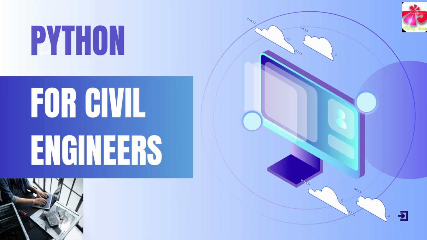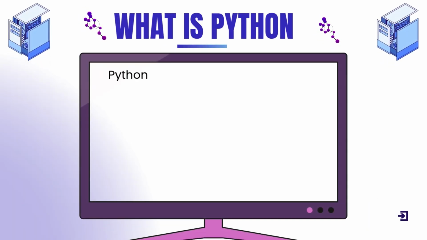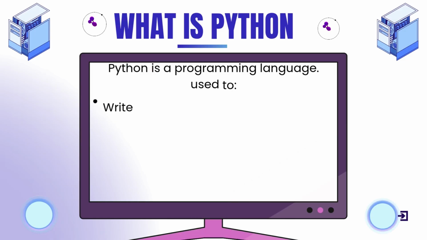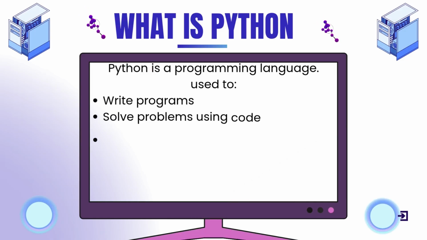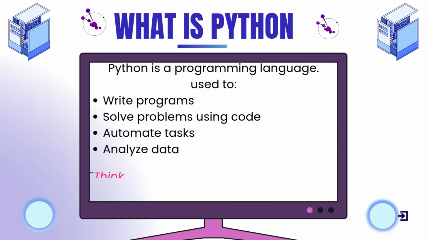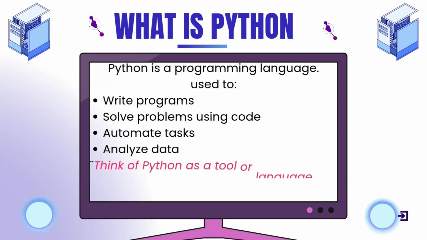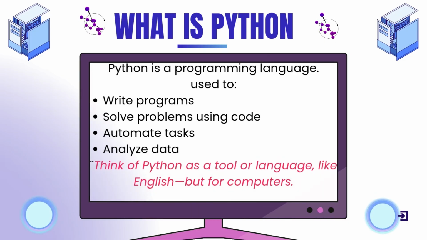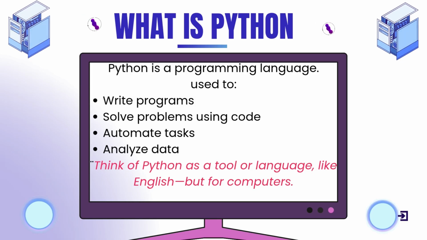Here we go, very fundamentally related with Python for civil engineers and its usefulness. So what is Python? Python is a programming language that is used to write programs, solve problems, analyze data, automate tasks. So think of Python as a tool or language for computers.